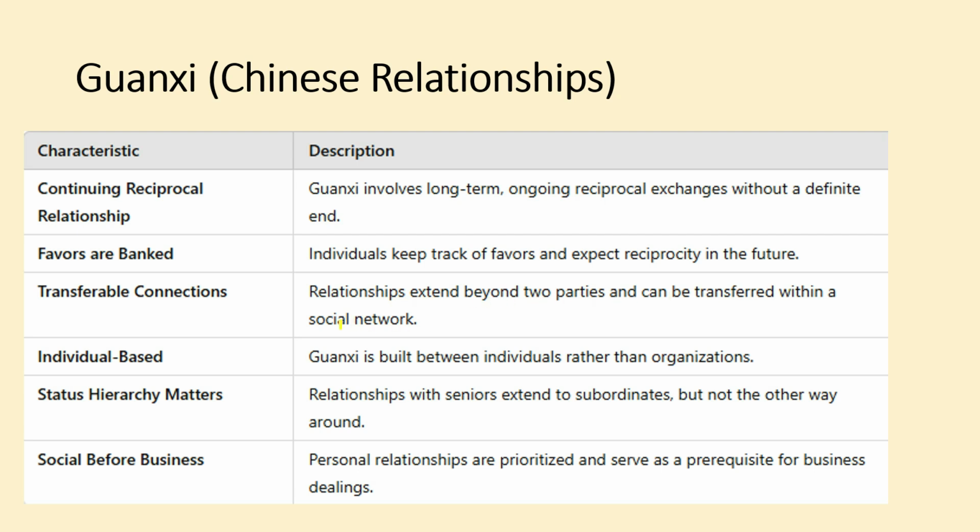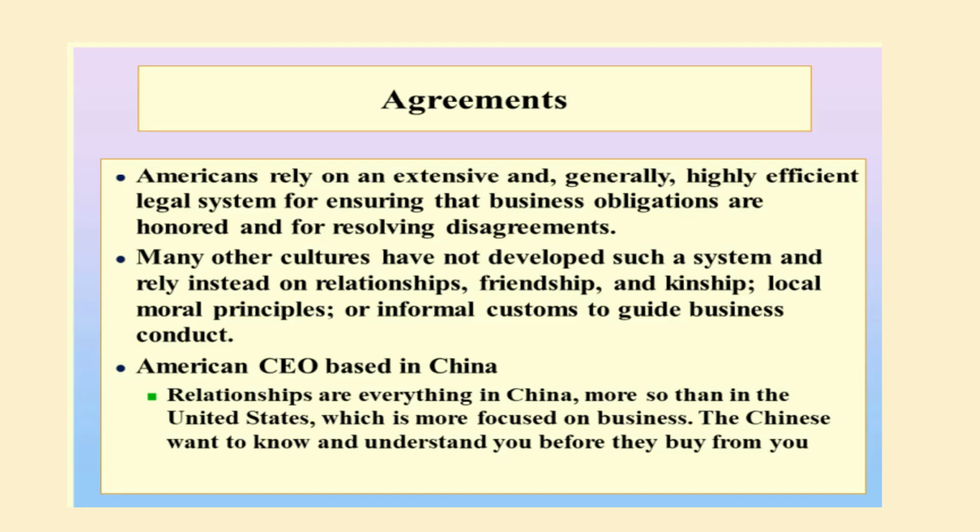So as you can see, businesses and friendships are mingled and overlapping with each other. It's individual-based, because it is built between individuals rather than organizations. Status matters: you can extend a relationship with seniors to their subordinates, but it's not the other way around. And social comes before business, so personal relationships come before business dealings. This is how foreign marketers understand the Chinese relationship while doing business with them. And as we have already discussed, this extends not only to advertisement and marketing campaigns but to the whole business relationship, or the international business scenario.